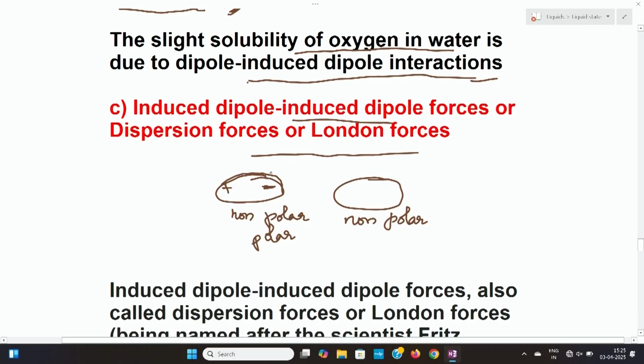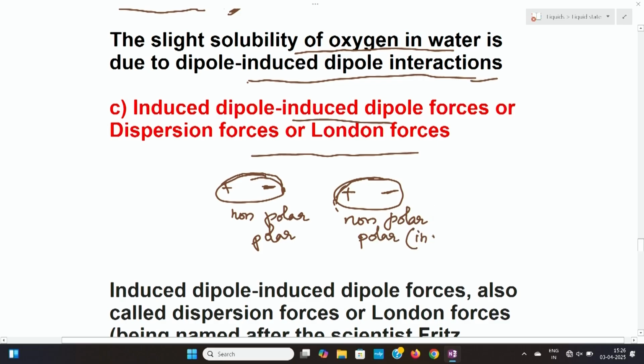Now what will happen? The same thing we discussed in dipole-induced dipole forces: the electric field of this induced dipole molecule, or the polar molecule, will distort the electron cloud of the nonpolar molecule. When it distorts the electron cloud, this nonpolar molecule also gets a separation of charges. Therefore, this nonpolar molecule also becomes polar, or an induced dipole.